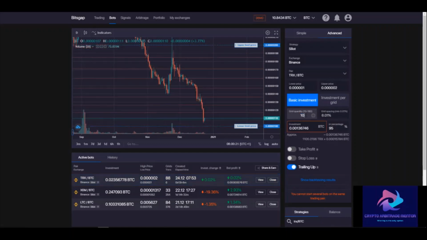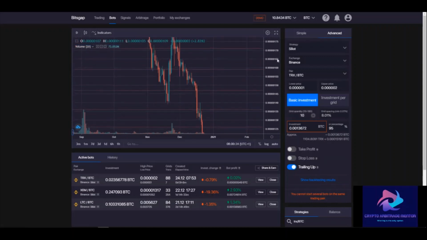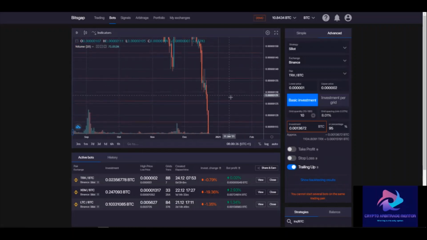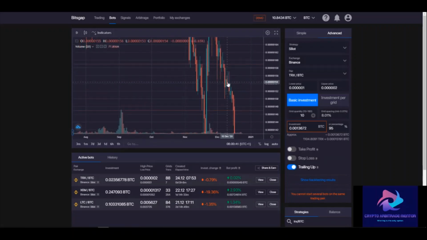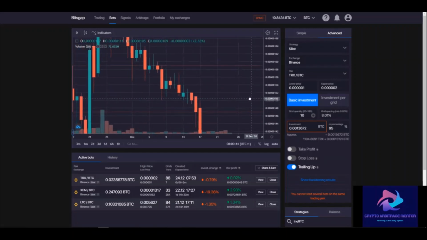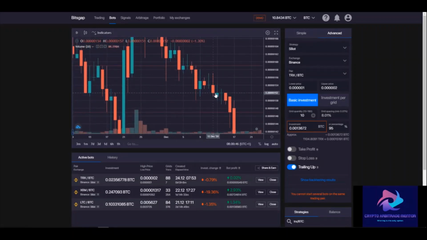Imagine if I put only 10 grids. The problem is that every grid is going to have about 8% of price difference between them. That for me is too much, and I want to make a lot of movements, because imagine that all these movements are not going to make any profit, because they are inside two grids.